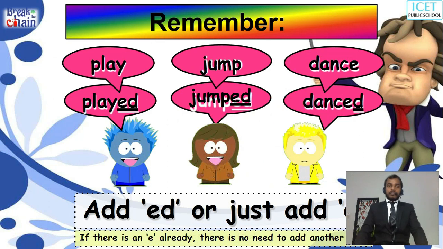Remember, play, played, we added ed. Jump, jumped, we added ed. Then dance, danced, we added only d, because the base form of the verb already ends in e, so there is no need to add one more ed.